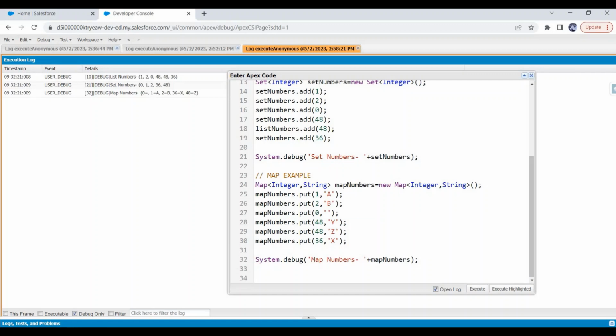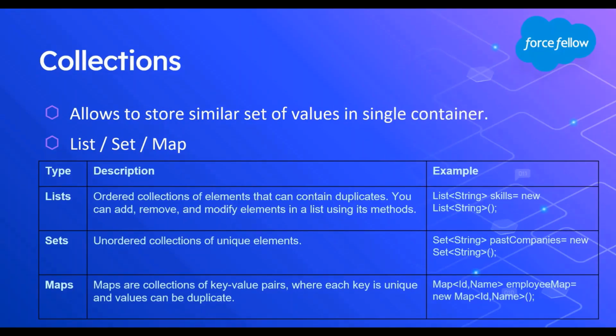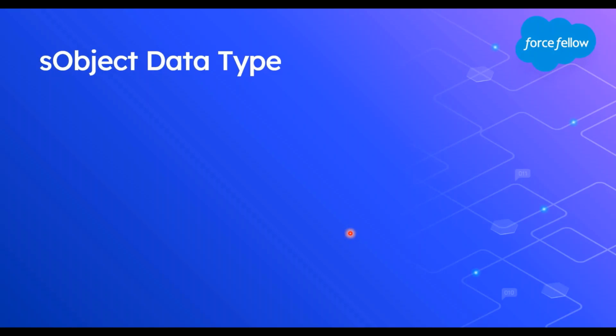Okay. So this is the high level example that we have seen in this video. But as I have said, collections are important data types in Apex. So I will create a separate video on each collection and will cover it in detail with practical examples. And now let's discuss the next data type, that is sObject.